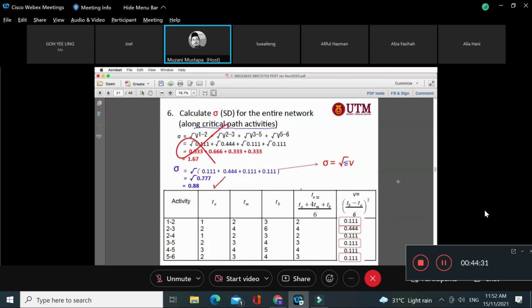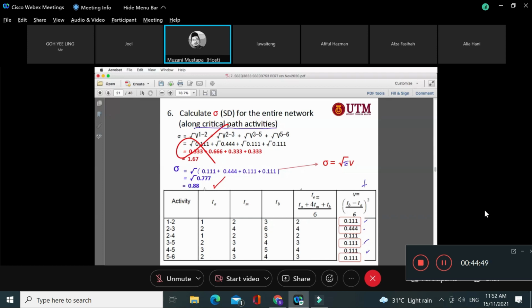So the critical line here, which I have put in the box shape, right? So 1 to 2, 2, 3, 3, 5 and 5, 6. Okay, so you add all together 0.11, 0.44, 0.1, because this is already the variance, so you just add the variances.